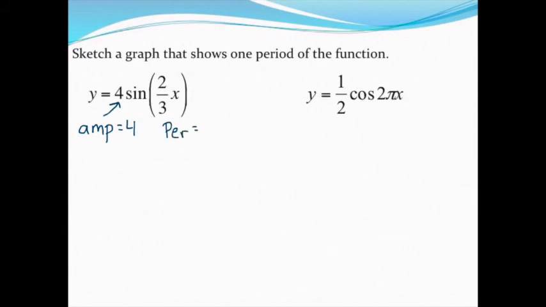Recall that to find the period, take 2 pi, which is the normal period of a sine or cosine graph, and divide it by the b value, which is the coefficient of x. When I do that, and if you're not good with fractions, then use a calculator, my period turns out to be 3 pi in this case, so the period's been extended a little bit.